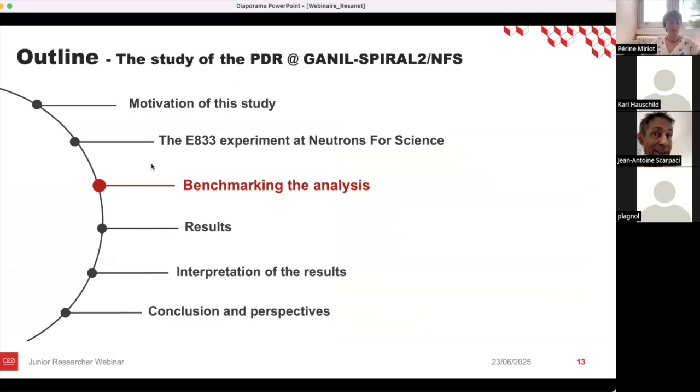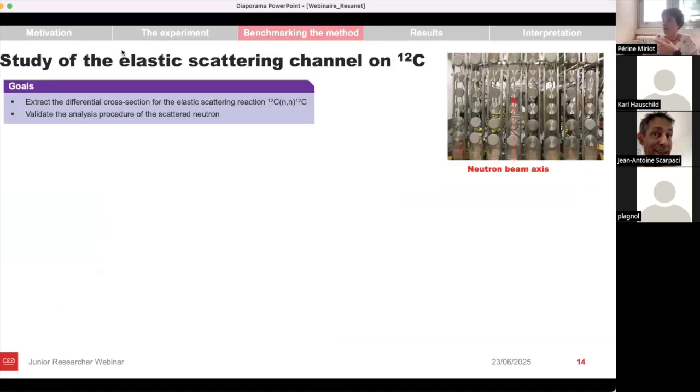So let us now move to the analysis method. In order to explain the analysis method, I will first show you the result of the benchmarking of the analysis that I did with a carbon target. We used at the beginning of the experiment a carbon target of the same dimension as the cerium one. The first benchmarking of the analysis was made with the study of the elastic scattering channel on carbon-12, which is written here. The goal here was to extract the differential cross-section for this reaction and, in this way, validate the analysis procedure for the scattered neutron detection.